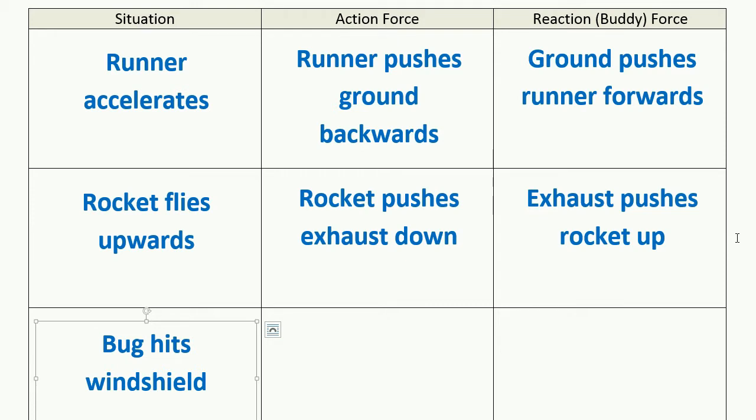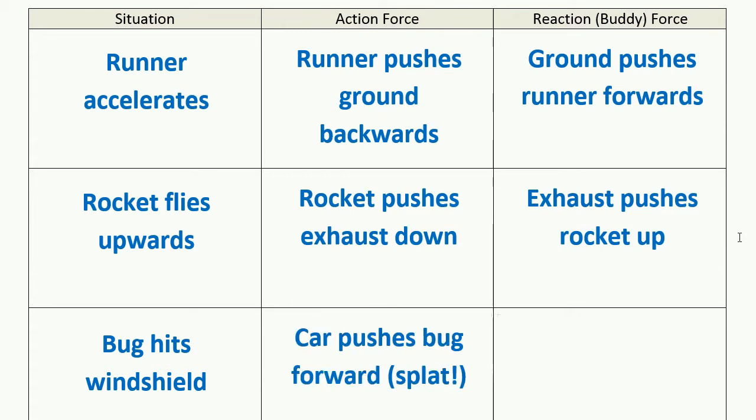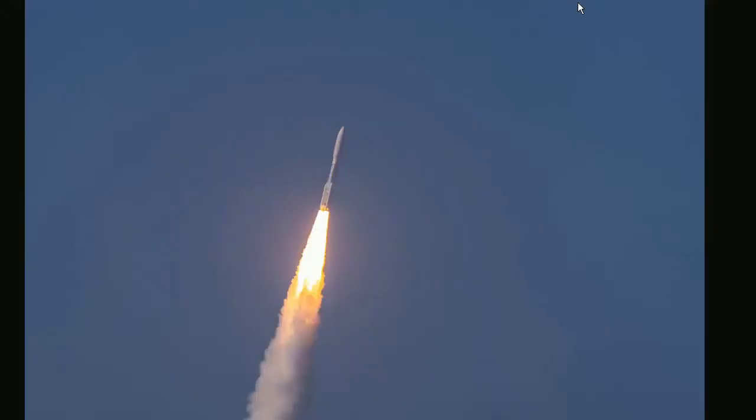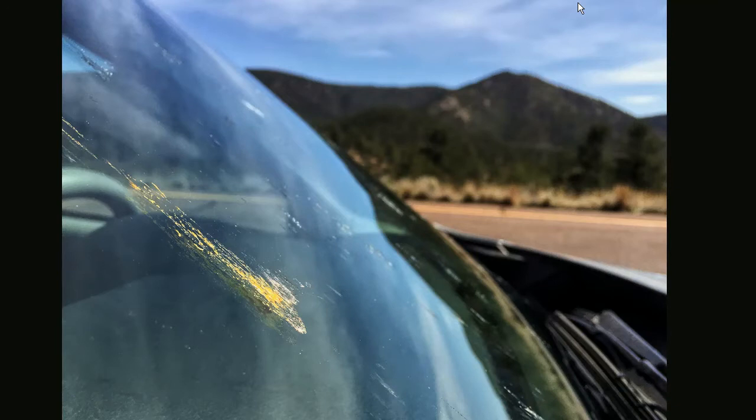Now, we're all probably pretty familiar with that. If you drive into a bug, your car is going to push the bug forward pretty hard. That's what causes the bug to often be obliterated into many, many pieces on your windshield. So here we see a bug that's clearly been hit by a windshield.